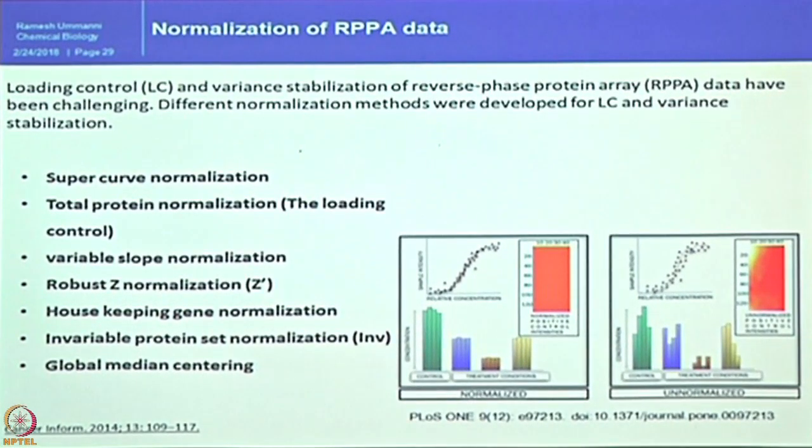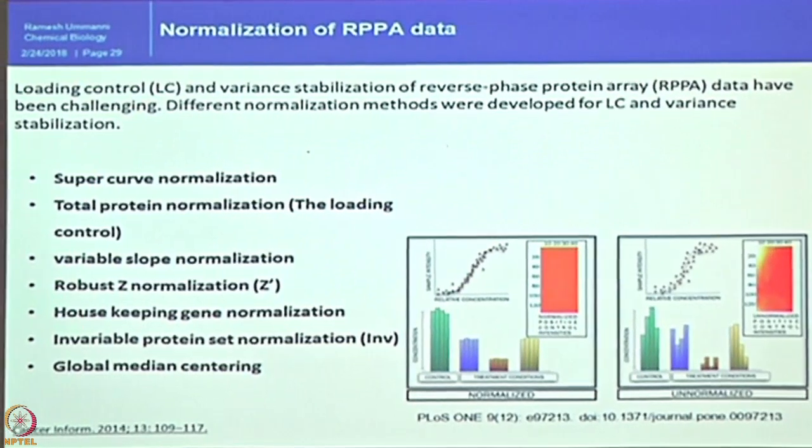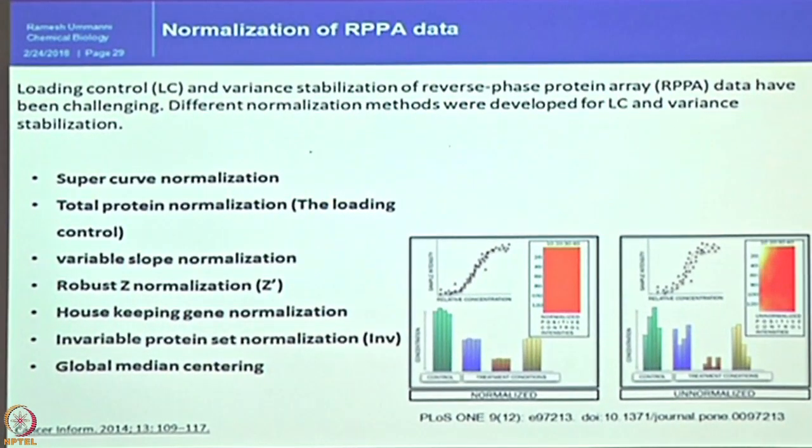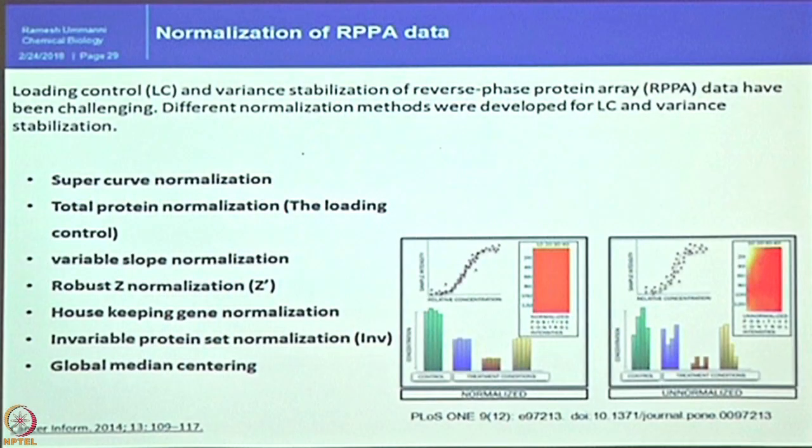One of the sensitive points that Sanjeeva touched on nicely in the morning was to follow normalization methods. Particularly in RPPA data, normalization is very, very difficult, because when you do the protein estimation and extraction, all these steps cannot be applied for 1000 samples in the same manner. It is very, very difficult. If you do 10 samples, you will have 10 different values in terms of protein concentration, in terms of the method you followed. So, to avoid that, different normalization methods have been developed for RPPA data. Loading control and variance stabilization of RPPA data have been challenging.